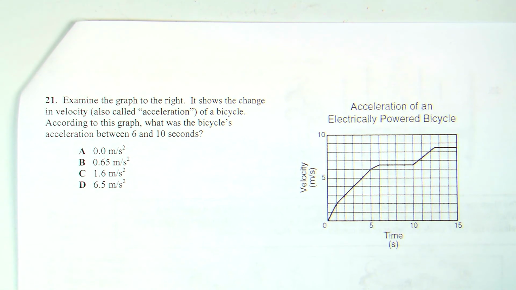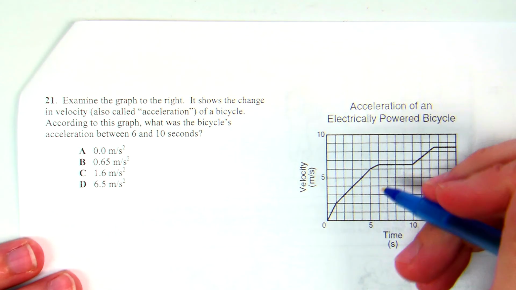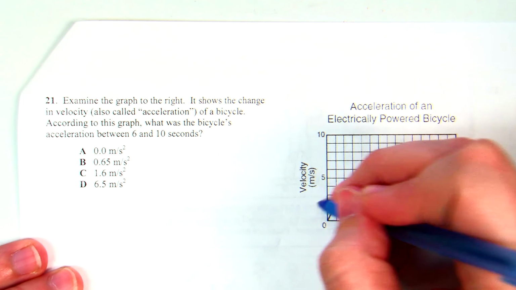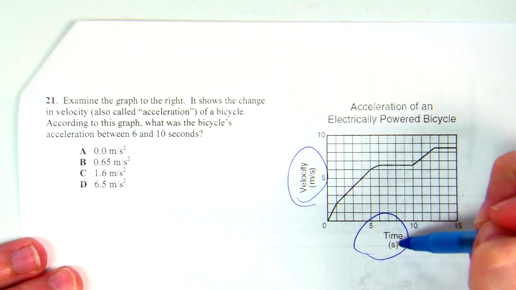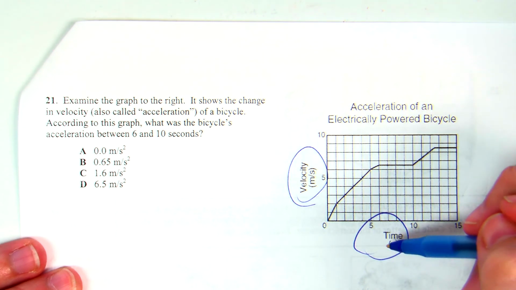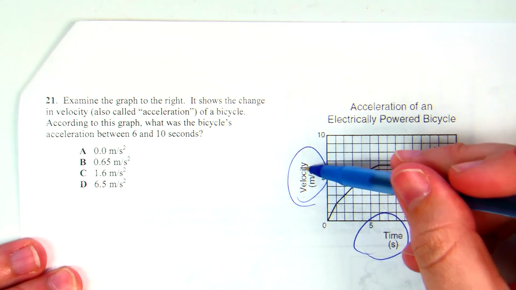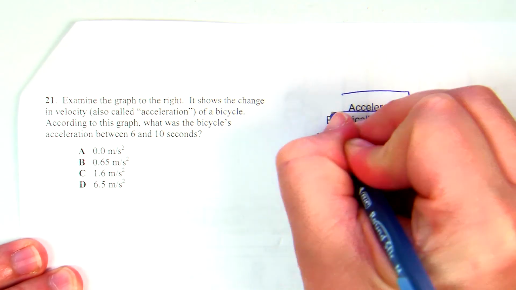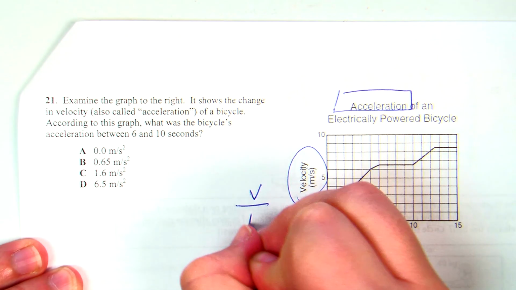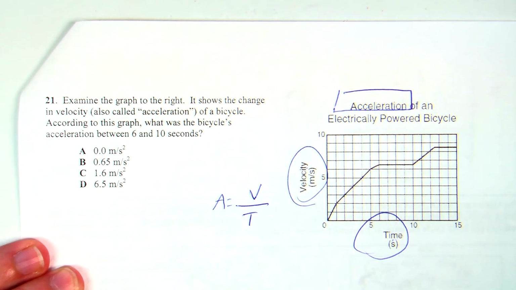Okay. Examine the graph to the right. It shows the change in velocity, also called acceleration, of a bicycle. According to this graph, what was the bicycle's acceleration between 6 and 10 seconds? Okay, everybody look and make sure that you understand this. Whenever you get a graph, you should always look at these two things first, okay? It's telling you this is a measure of time and velocity compared. In other words, velocity divided by time is going to give you acceleration. We just learned that. That's the formula for acceleration, right?